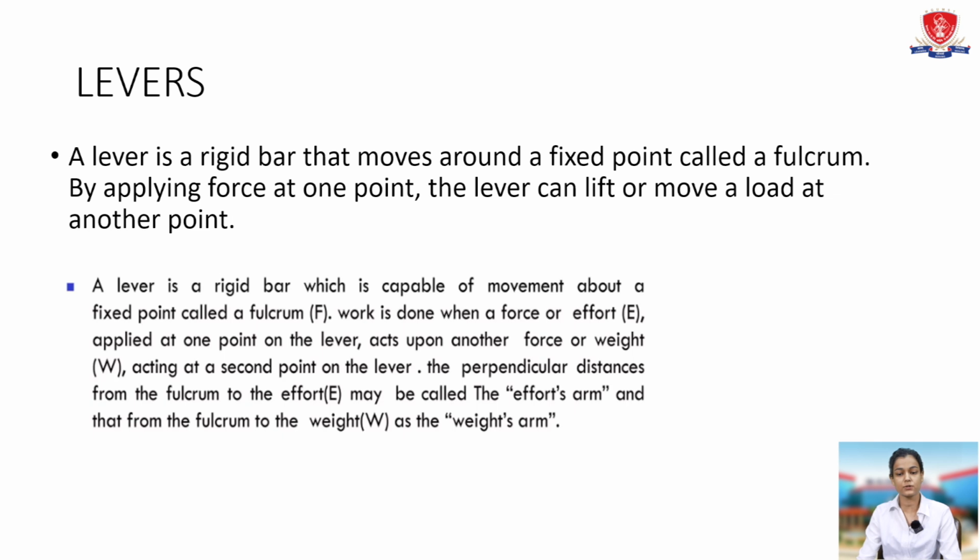Work is done when a force or effort, denoted by E, is applied at one point on the lever. It acts upon another force or weight, denoted by W, acting at a second point on the lever. The perpendicular distance from the fulcrum to the point where the effort E is applied is called the effort's arm, and that from the fulcrum to the weight is called the weight's arm.